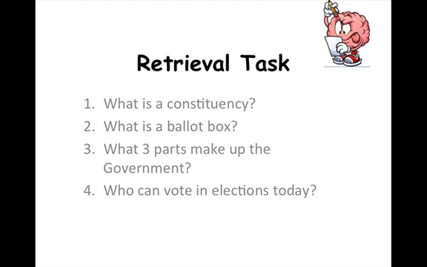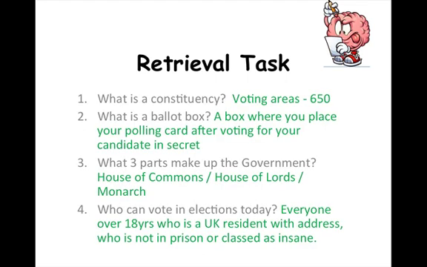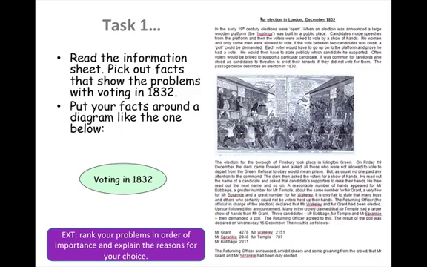So the retrieval task is linking back to the previous lesson. What is a constituency? A ballot box, the three parts that make up government and who can vote today, and the green pen work that students can undertake. Then what I want you to do is read the article to identify problems in the system in 1832. You'll find that you're looking at a system that in some ways is familiar and in other ways is very, very different. The extension task is to rank the problems in order of importance and explain the reasons for your choice.